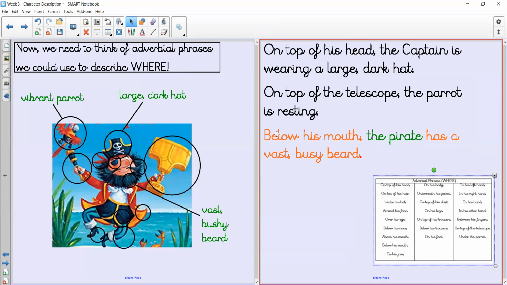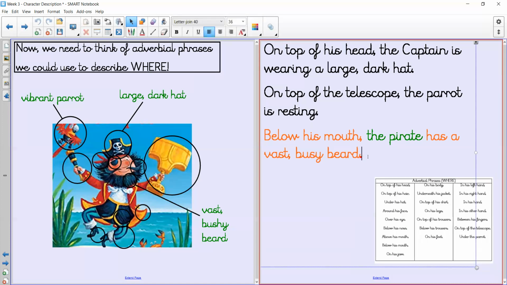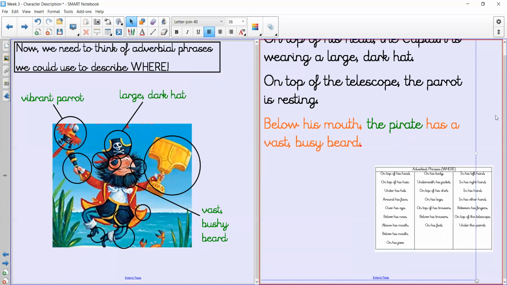So your adverbial phrase at the start with your comma would be orange. Your subject, the pirate, or you could have the captain, the man, would be green. And then your predicate, has a vast bushy beard, would be orange. Don't forget your full stop at the end, your punctuation, to show that your sentence has finished, would be red.